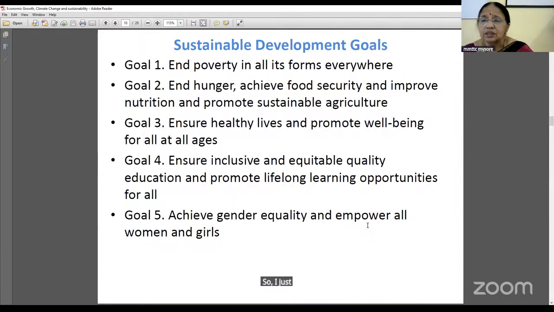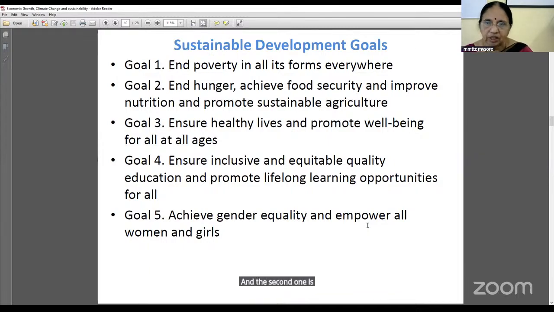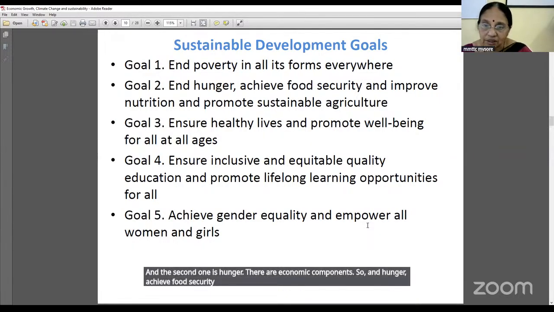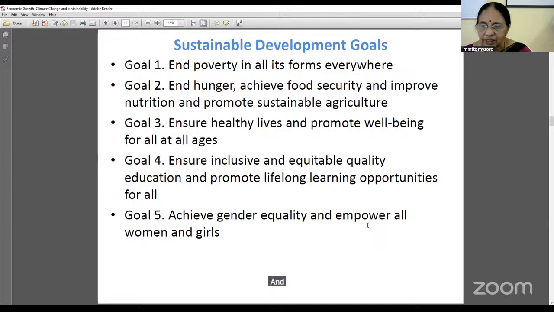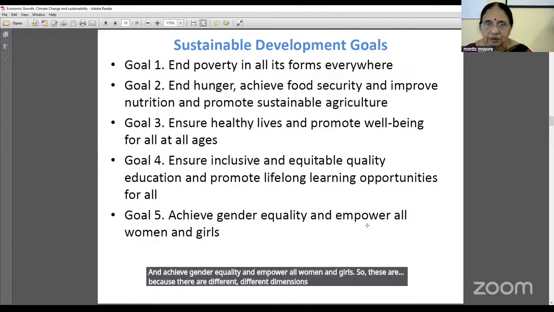So I just brought in all the Sustainable Development Goals, the same thing that is shown there. First goal is end poverty in all forms everywhere. And second one is hunger. There are economic components. So end hunger, achieve food security. And third is ensure healthy lives and promote well-being of all. And fourth is inclusive and equitable quality education and promote lifelong learning opportunities, and achieve gender equality and empower all women and girls. So these are because there are different dimensions of sustainable development.